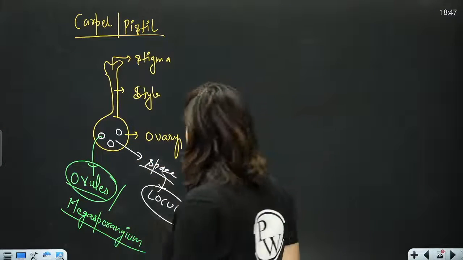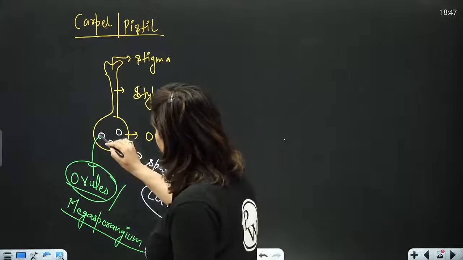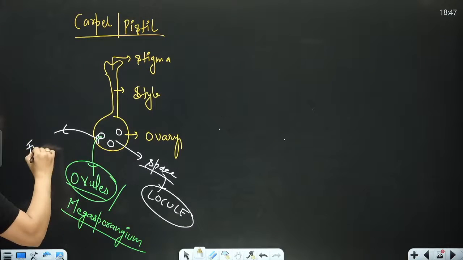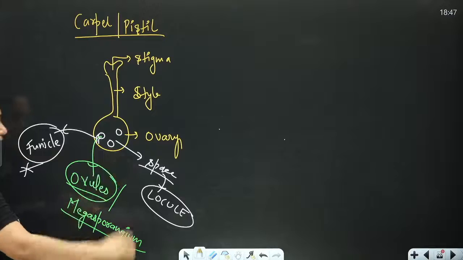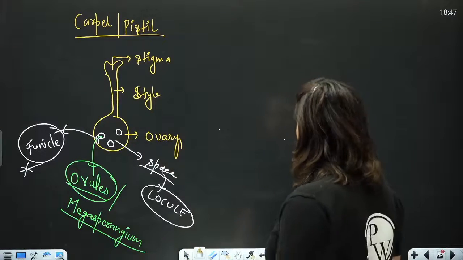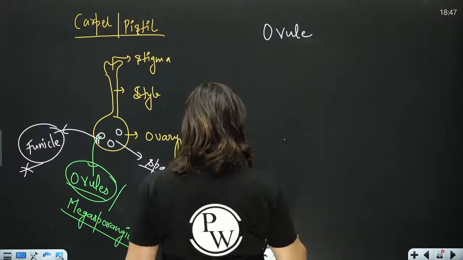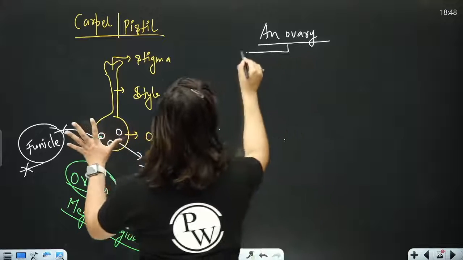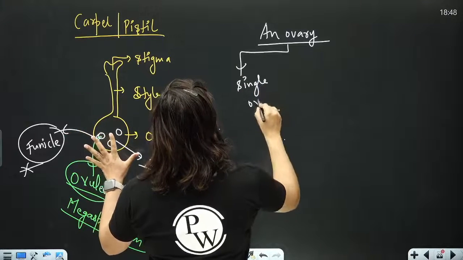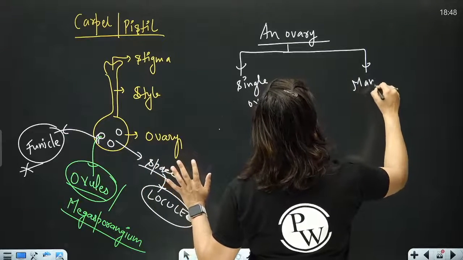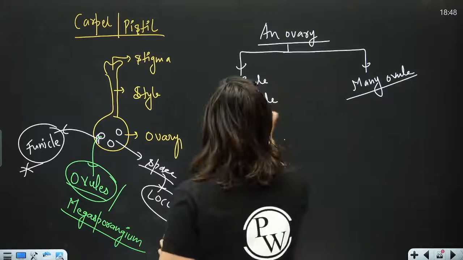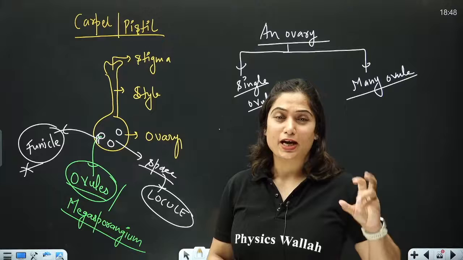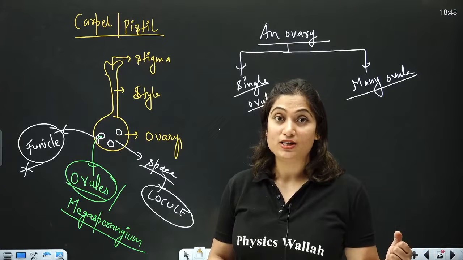How are ovules present here? They are attached to the wall of the ovary with a special stalk-like structure called the funicle. An ovary can have a single ovule or many ovules. It depends from plant to plant. All those plants which have single-seeded fruits, like all the cereals and mango, have a single ovule within the ovary. And all the plants which are many-seeded, like papaya and watermelon, have many ovules in their ovary.